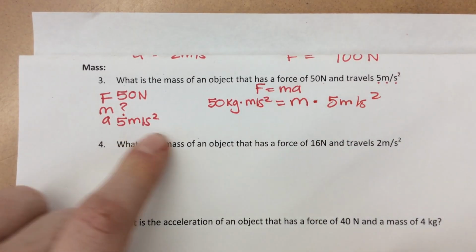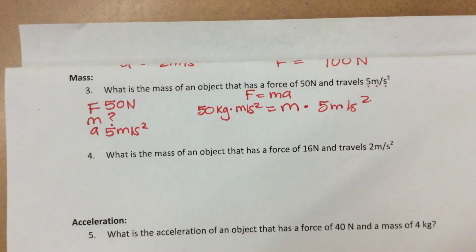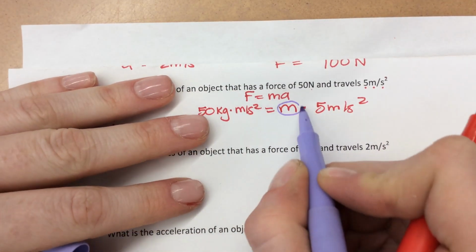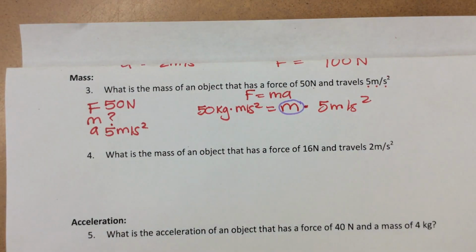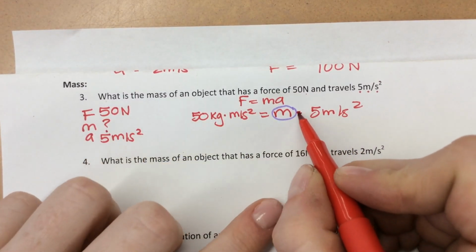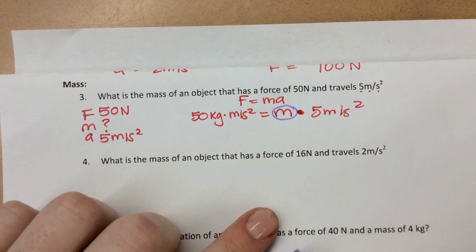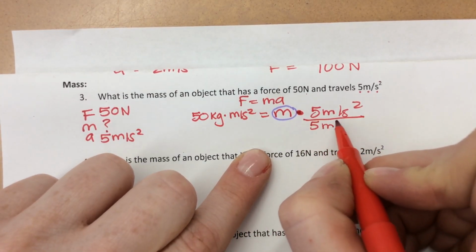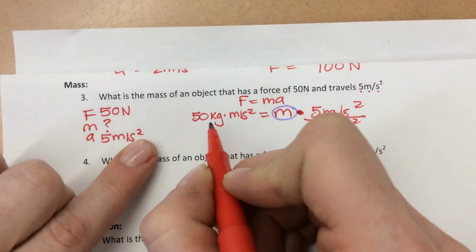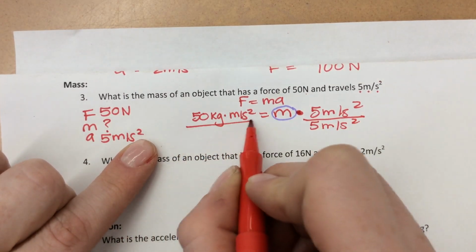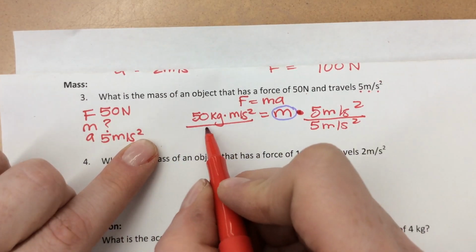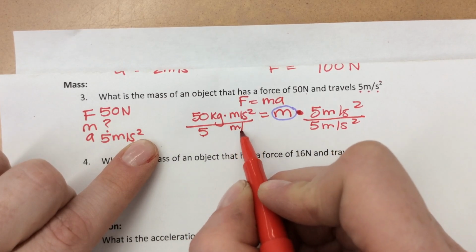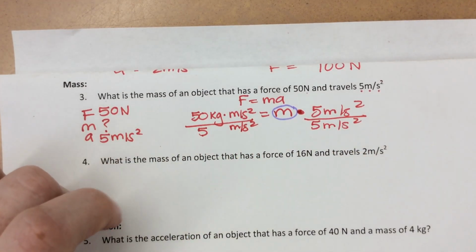What you're going to do is try to isolate m. So right here you're trying to get this one alone. In order to do that, you're going to have to do the opposite. If I'm multiplying, the opposite of multiplication is division. So you're going to divide both sides by 5 meters per second squared. And I try to line up the numbers: 50 with the 5, and meters per second squared with the other meters per second squared.